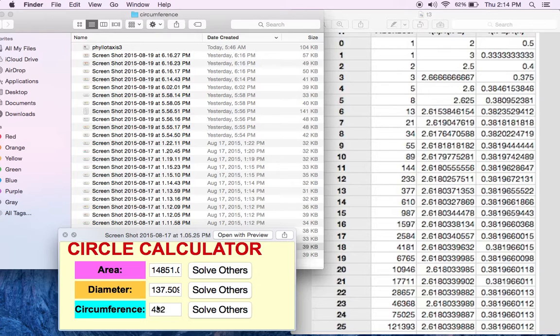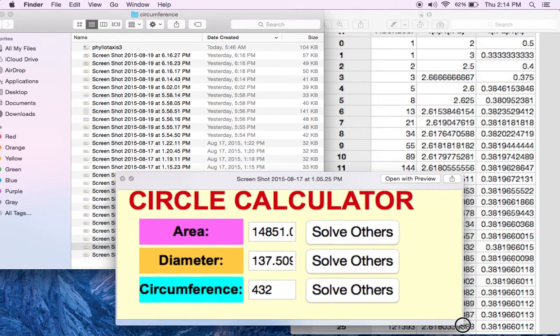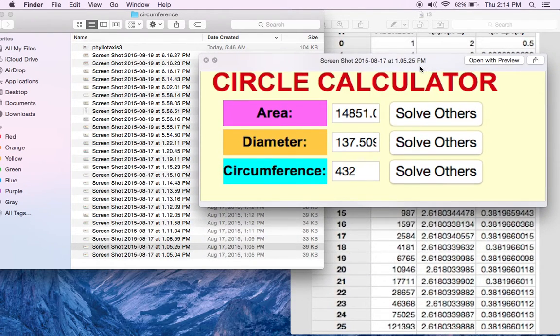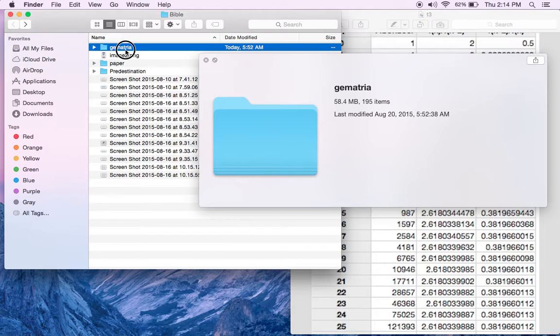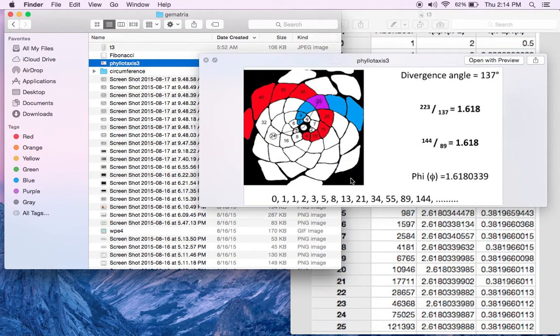So I put in the circumference of a circle as 432, and it gave me a diameter of 137.5. Not only is 137 obviously significant, but 137.5 is the exact degrees at which phyllotaxis occurs. Right here, the divergence angle of the Fibonacci sequence itself is 137. That's why the Freemason G sign is a right angle and then a compass on top. 90 degrees plus 43 degrees. 137.